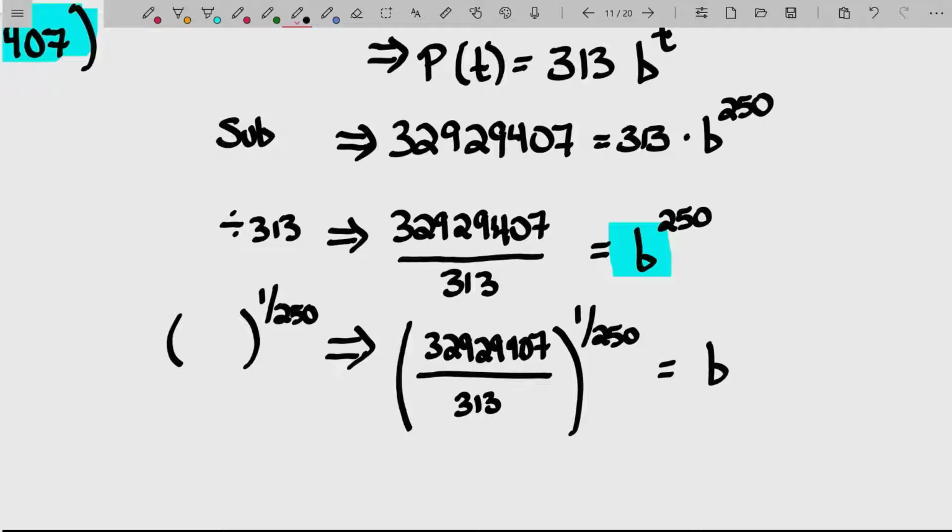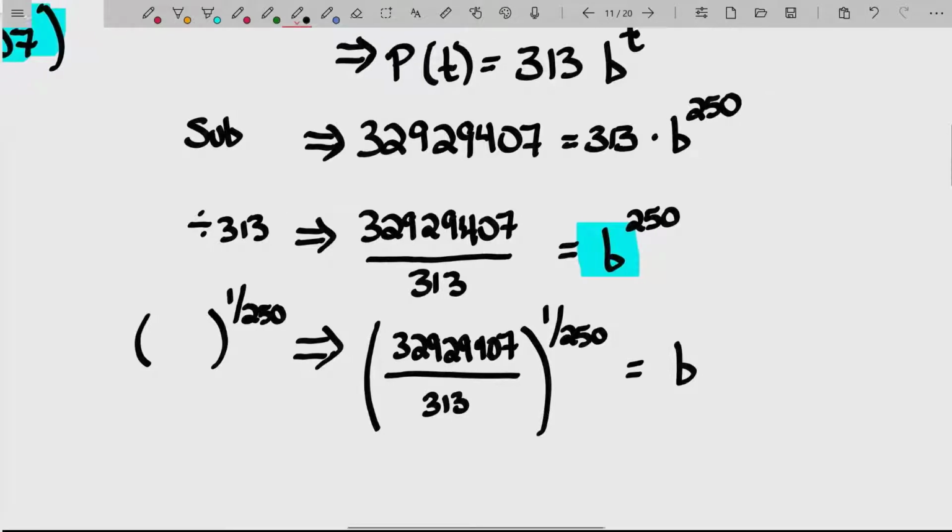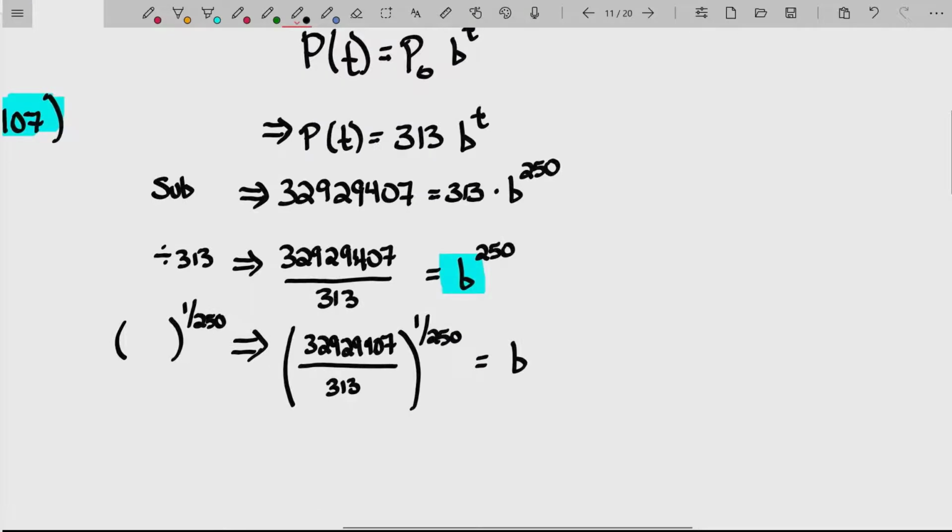There's a little caveat here, by the way. The caveat, before anybody yells at me, is that if you take the even root of an even power, that should be the absolute value of that b. Let me state that again clearly.